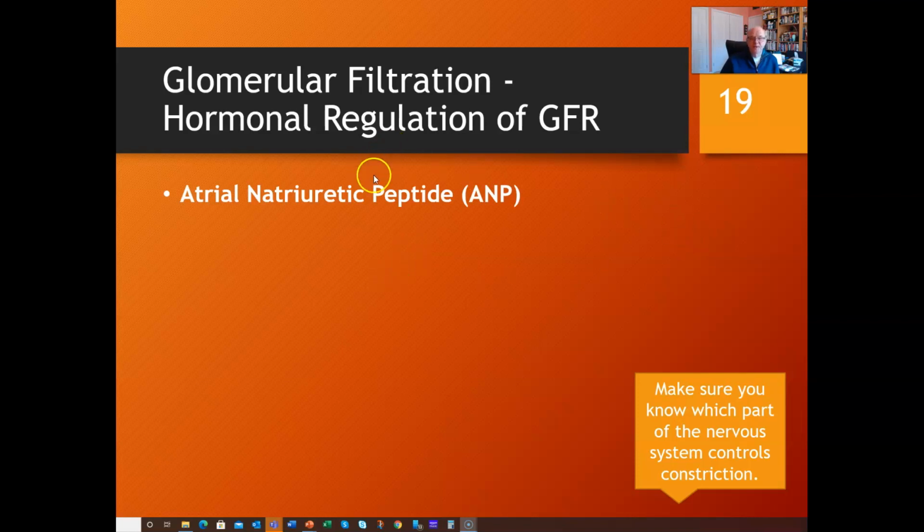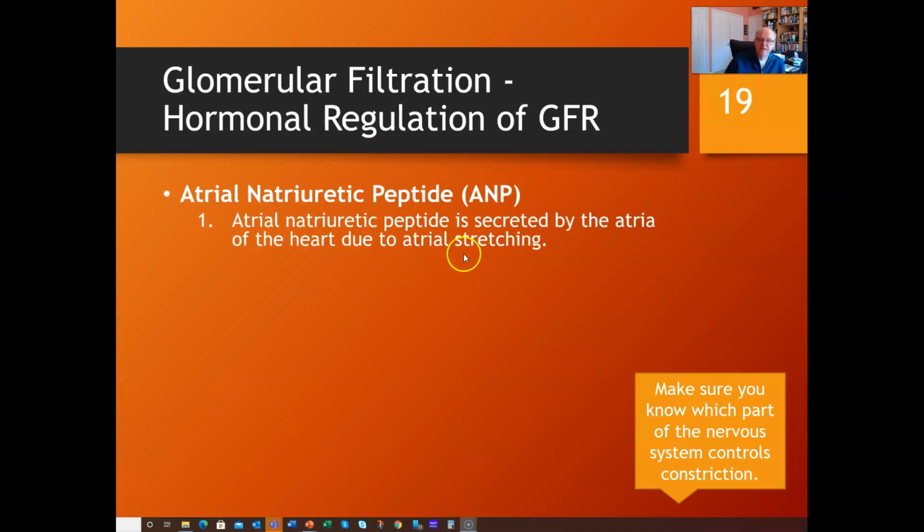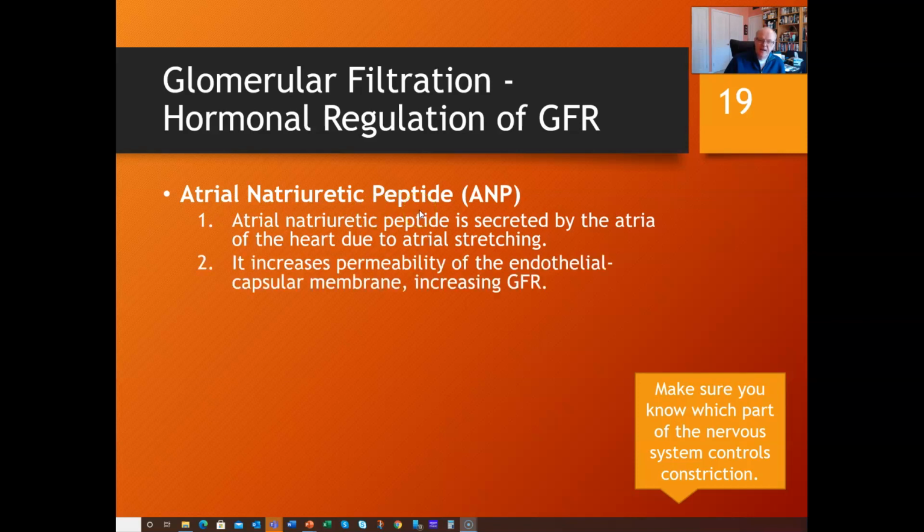So the next one is atrial natriuretic peptide, ANP, and that's secreted in the atria of the heart when the heart stretches. So when the heart is stretching too much, it produces this atrial natriuretic peptide. This increases the permeability of the endothelial cells in the capsular membrane. In other words, it makes your glomerulus more permeable to water. It lets more fluid out, and that will basically reduce your blood pressure, because if there's too much blood, the heart strains. So this was a method of releasing that pressure.